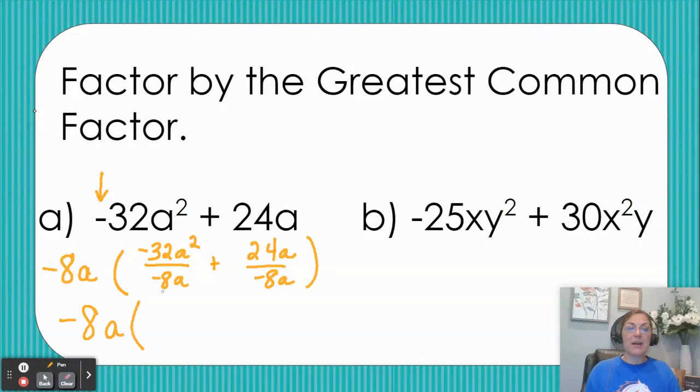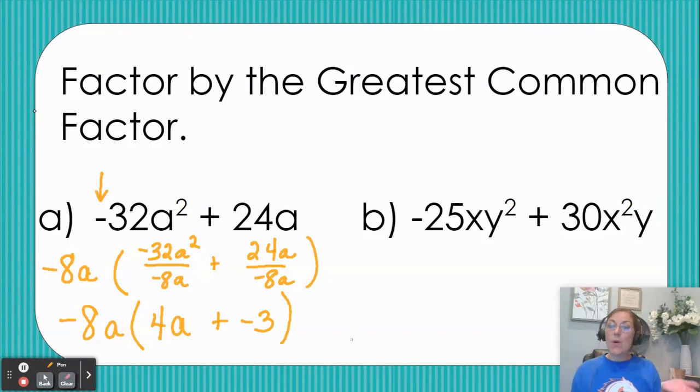Negative 32 divided by negative 8 gives me positive 4. A to the second divided by a gives me an a. Plus 24 divided by negative 8 gives me negative 3. And the a's cancel. So now I have factored it by my greatest common factor.